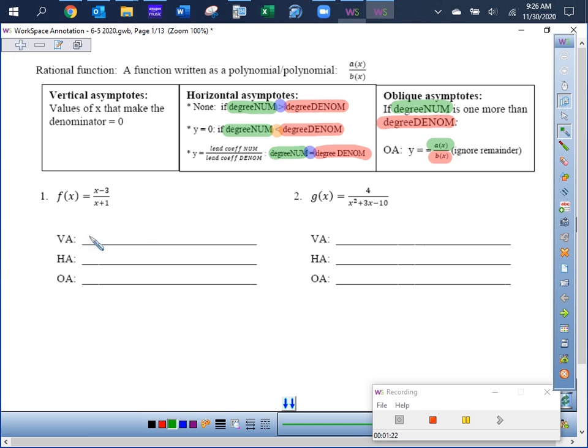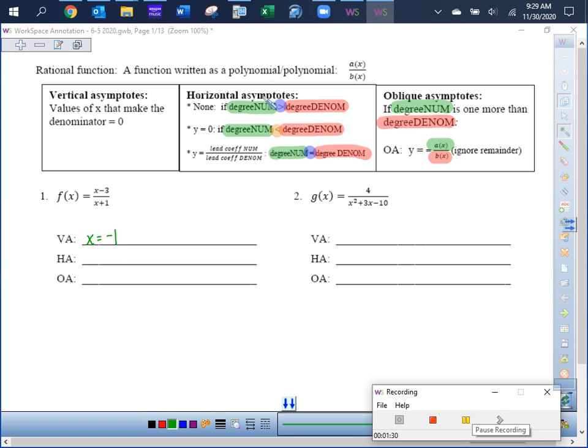So that's where our vertical asymptote is. It is at the line x equals -1. So we will put that there. Just remember, it's not just -1 being a vertical asymptote. It is the vertical line x equals -1, because that's what made the denominator 0.